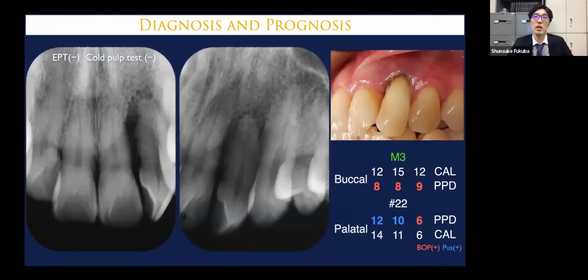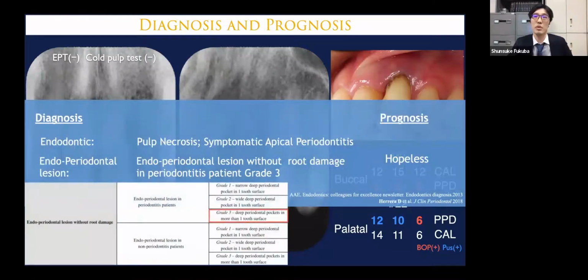The pulp was non-vital by the electrical pulp test and cold pulp test. According to the classification of endodontic disease and endo-periodontal lesion, I diagnosed this tooth with pulp necrosis, symptomatic apical periodontitis, and endo-periodontal lesion without root damage in periodontitis patient, grade 3. There was no dental history of trauma and cavities. I consider the pulp necrosis was caused by ascending pulpitis. It means primary periodontal lesion.